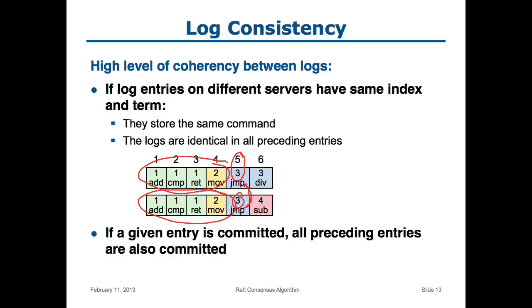Furthermore, it turns out that if a particular entry is committed, then all preceding entries are also committed. That kind of follows from the previous rule. You can see that if a majority of the servers store this one entry here at index 5, then because of the rule above, they must also store all the same earlier entries, and so we know all of those entries will also exist on a majority of the servers.